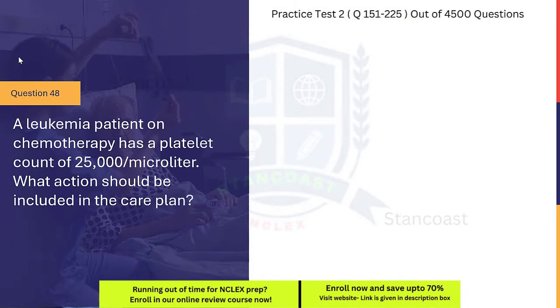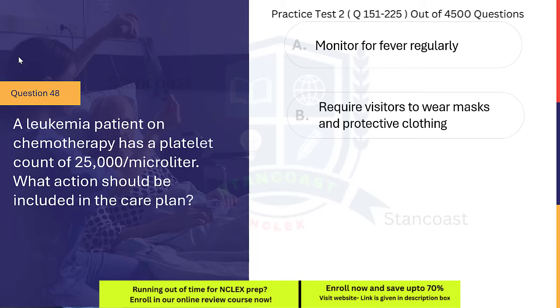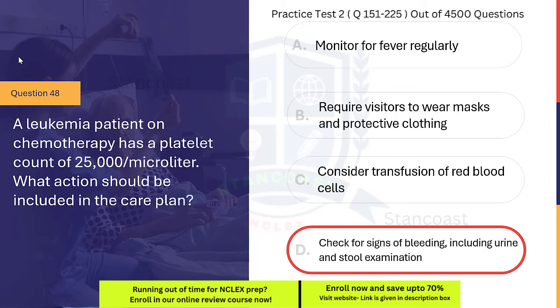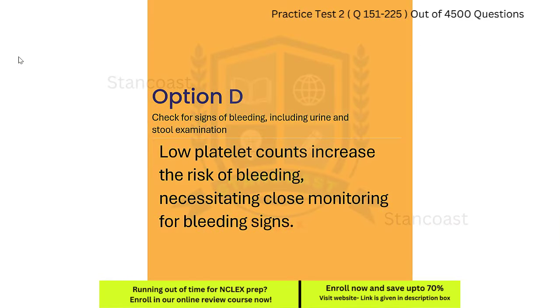Next question. A leukemia patient on chemotherapy has a platelet count of 25,000 per microliter. What action should be included in the care plan? A. Monitor for fever regularly. B. Require visitors to wear masks and protective clothing. C. Consider transfusion of red blood cells. D. Check for signs of bleeding, including urine and stool examination. Think about the complications of low platelet counts. The correct answer is D. Check for signs of bleeding, including urine and stool examination. Low platelet counts increase the risk of bleeding, necessitating close monitoring for bleeding signs.